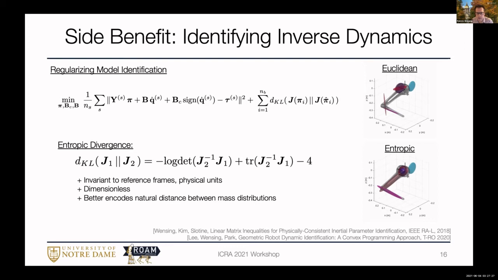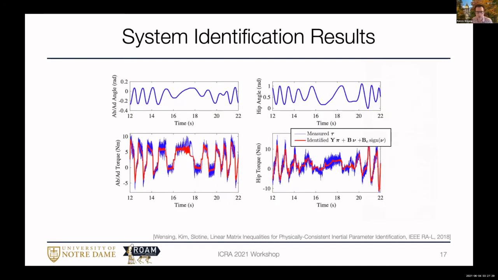In addition to identifying mass distributions that are reasonable, we also get a really good model out of this. Here I'm showing you the abad and hip angles on the top, and then down here in blue is the measured torque coming out of the motor amplifier, or the predicted torque, and in red is the model that we've identified. So essentially we can do inverse dynamics down to about a Newton meter RMS, where a lot of that's just coming from the noise here.